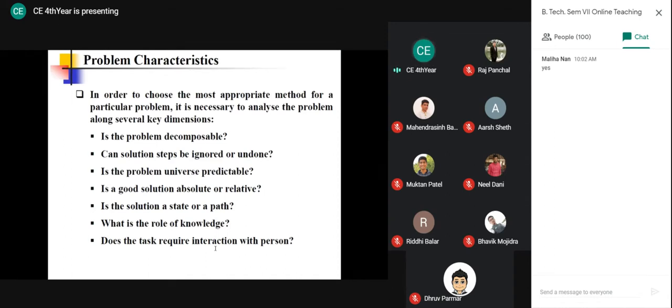So in the last lecture I have explained why, in order to choose the most appropriate method for a particular problem, it is necessary to analyze the problem along several key dimensions. Right? These are the 7 characteristics that we have discussed. Is the problem decomposable? Can solution steps be ignored or undone? Is the problem universe predictable? Is a good solution absolute or relative? Is the solution a state or a path? What is the role of knowledge, and does the task require interaction with a person?